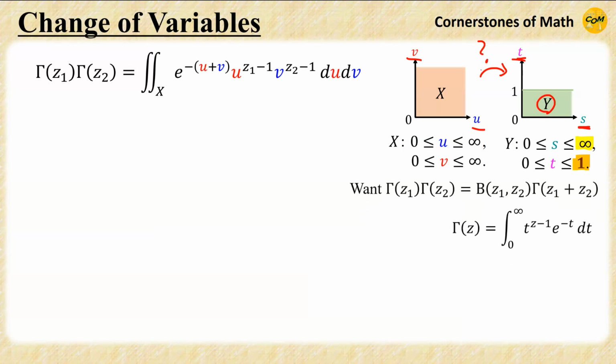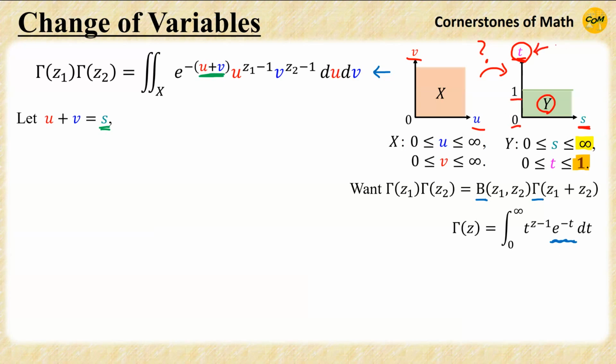Well, let's think about our end goal here again. We want this integral to be expressed as a product of beta function and gamma function. And notice that the gamma function has e to the minus t here. Therefore, we should change this u plus v into a single variable, say s. And now the second variable t, which should only have values from 0 to 1.